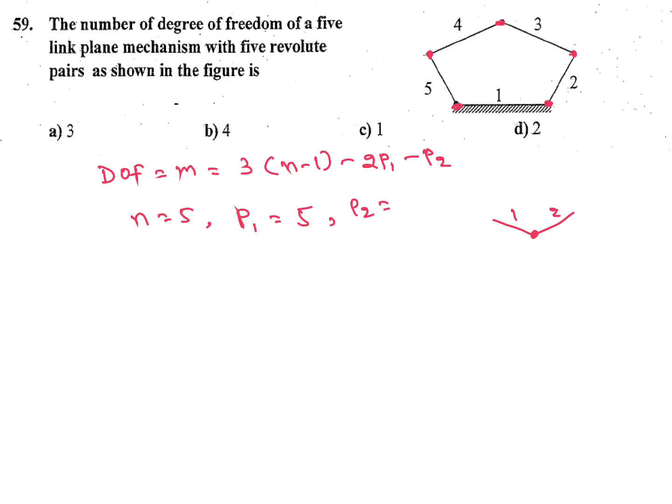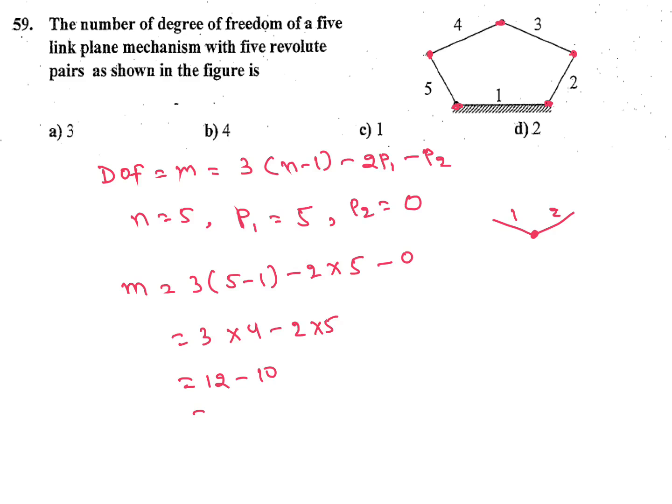So M equals 3 into (5 minus 1) minus 2 into P1, where P1 is 5 and P2 is 0. 3 into 4 minus 2 into 5, 12 minus 10, M equals 2. Mobility is 2, or degree of freedom is 2. D is our answer.